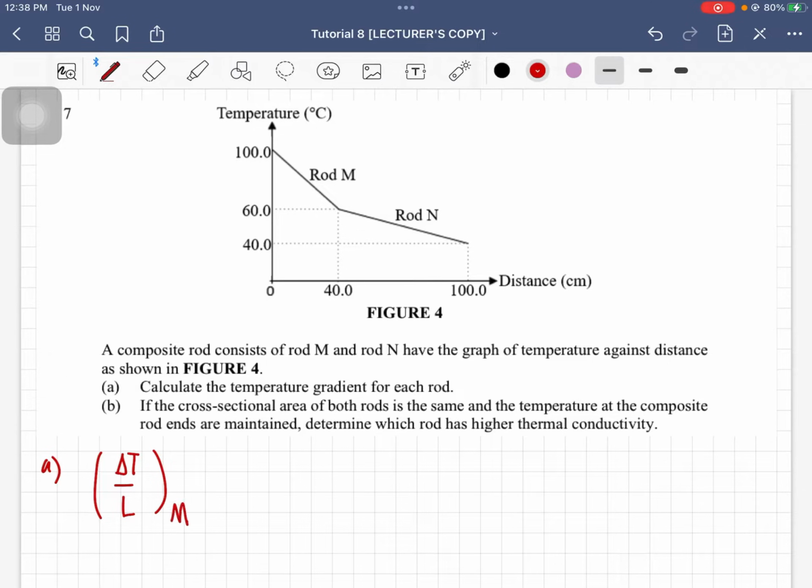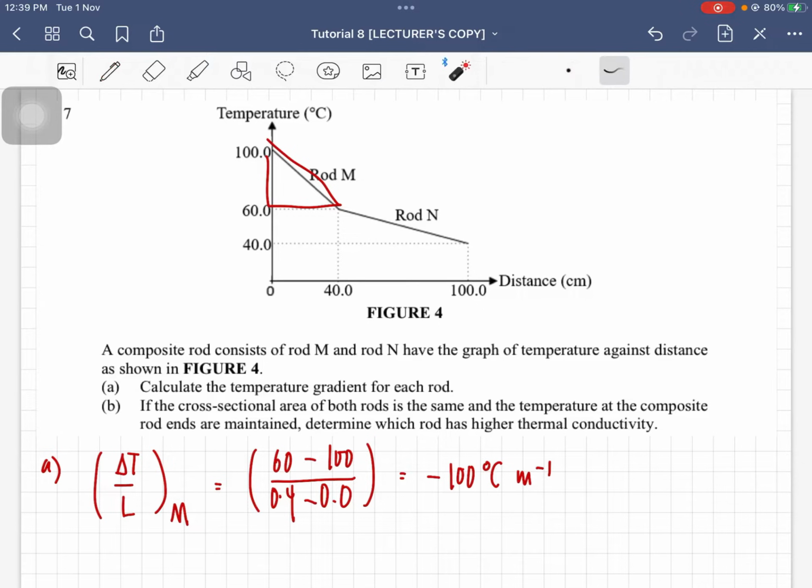So for rod M, we can literally just take the gradient of this. The gradient of that is 60 minus 100 over 0.4 minus 0. So this will give you negative 100 degrees Celsius per meter. Why can we take the gradient? Because this is a graph of delta T against L. So that is delta T against L. Literally that one. Okay, so that is the formula.